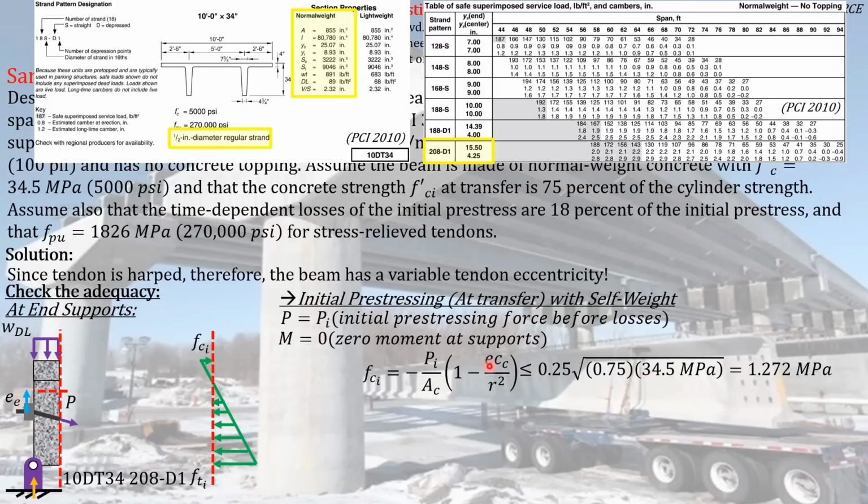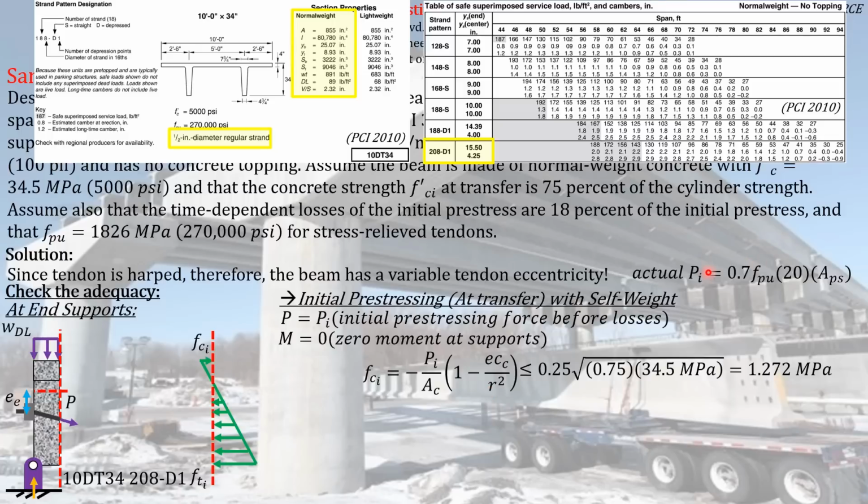According to the code, the tensile stresses that can be experienced by the concrete element at transfer stage must not exceed 1.272 megapascal. So the actual stresses that we will compute here must not exceed this allowable stress specified by the code. So if you want to compute the actual stress, we need Pi, e, c_c, and r squared, or simply the moment of inertia, which are actually already computed a while ago.